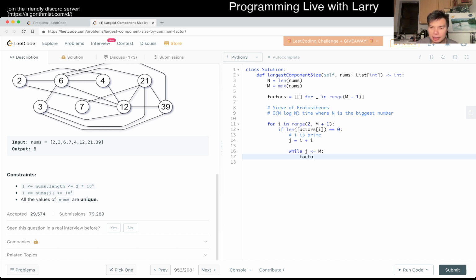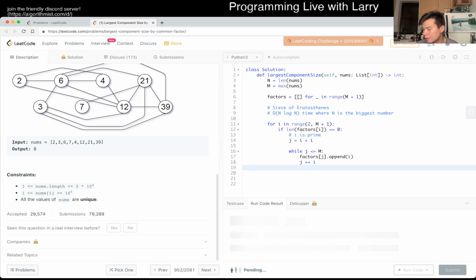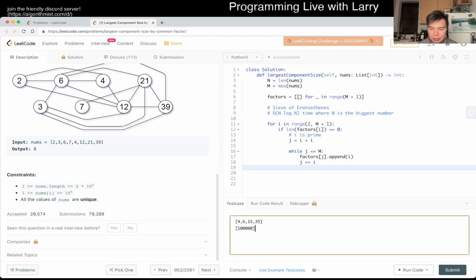So factors sub j, we append I, right? That's basically it, except we have to add I, and that's it for all the factors. Just to convince myself that this is fast enough, I am gonna run this just to see what the performance is. Okay, so it takes 88 milliseconds for 100,000, so that should be okay. And if you want, you can do enough test cases just to see.